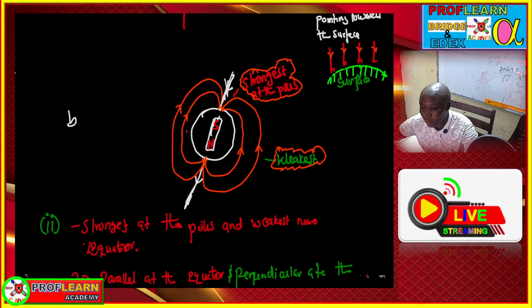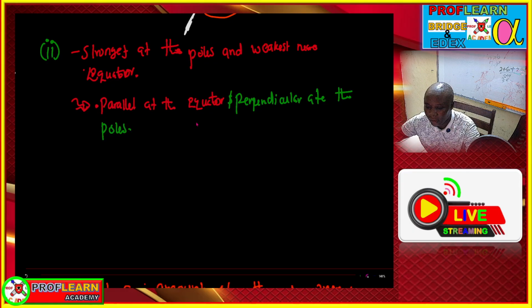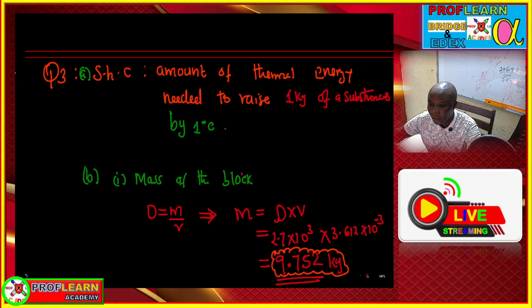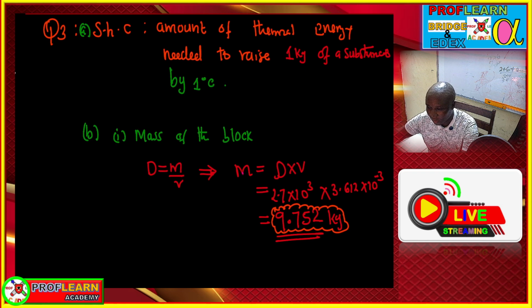The next question, question 3, tested candidates on the definition of specific heat capacity. They were supposed to define what we mean by specific heat capacity. In that case, students were to say it is the amount of thermal energy required to raise the temperature of 1 kg of a substance by 1 degree Celsius.